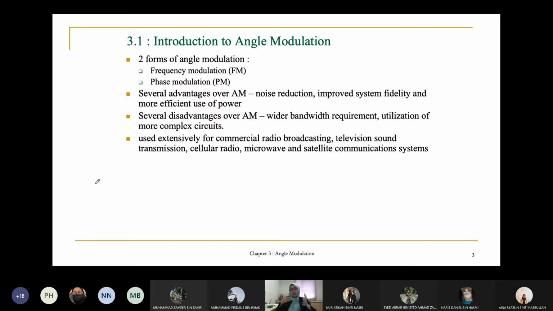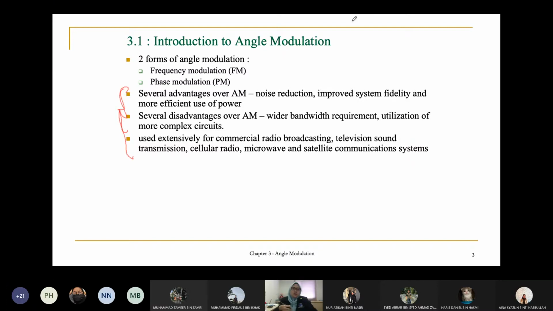In chapter 2, you have learned on the amplitude modulation. I hope that you already understand the process of amplitude modulation. It is the process of changing the amplitude of the carrier signal with respect to the modulating signal. Similar for frequency modulation and phase modulation. Frequency modulation is the process of changing the frequency of the carrier signal with respect to the modulating signal. For phase modulation, it is the process of changing the phase of the carrier signal with respect to the modulating signal.